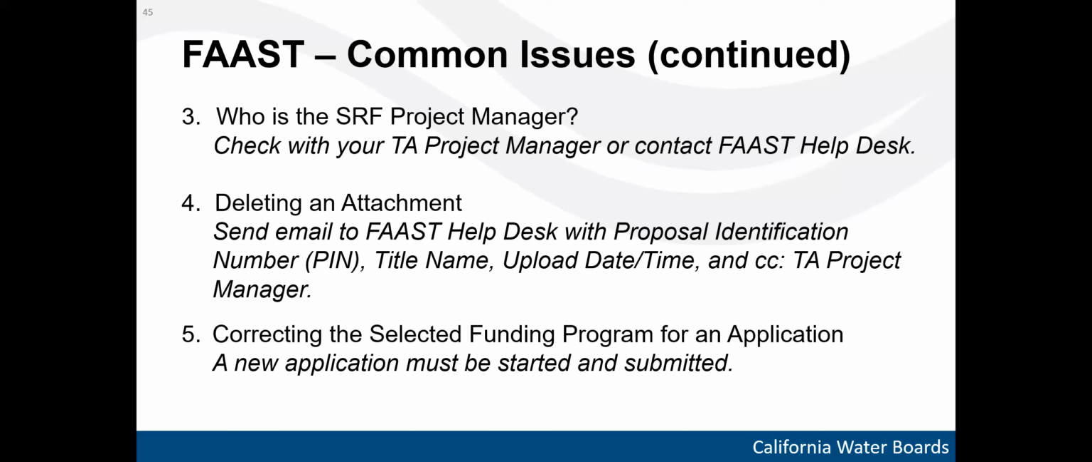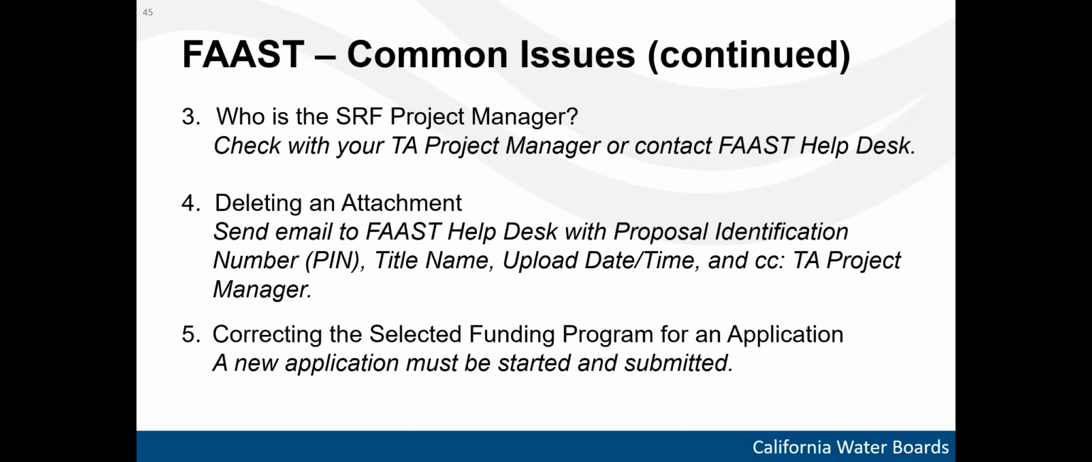The fifth common issue is correcting a selected funding program for an application. We do not have an easy fix. Let's say you started an application that was supposed to be a construction application. You started a planning application by mistake for drinking water. You contact the FAAST help desk and say, can you change the funding program? No, we cannot, unfortunately. But what we can tell you to do is to start a new application and submit it.